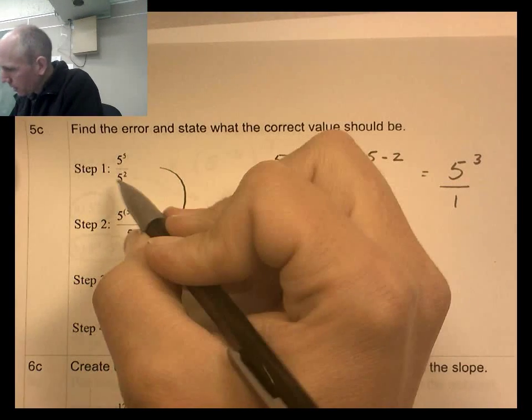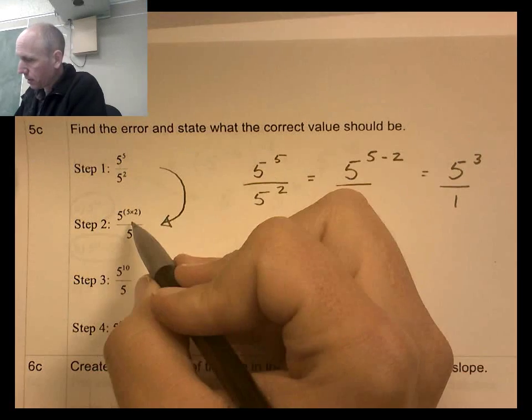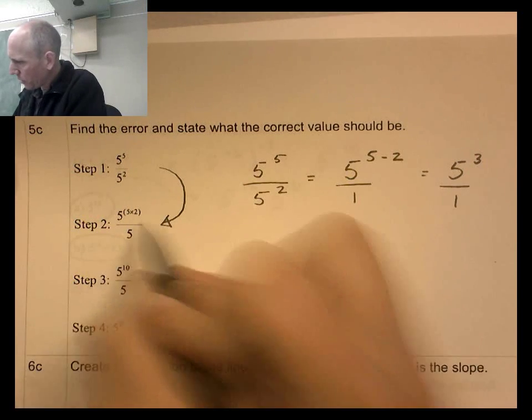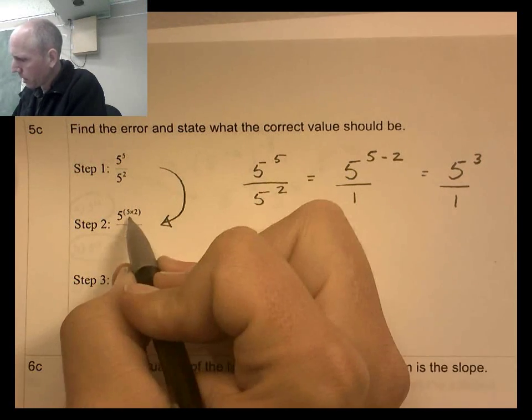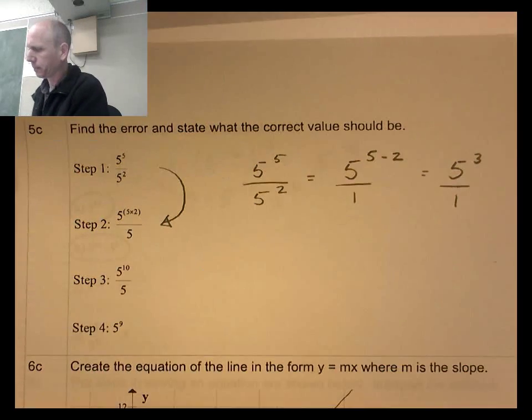Find the error. 5 to the 5th over 5 to the 2nd. Well, that should be 5 to the 3rd. Whoa, what did I just do there? I multiplied. Why did I multiply? It should be 5 to the 3rd. And I went 5 to the 10th over 5. No, that's an error right there.